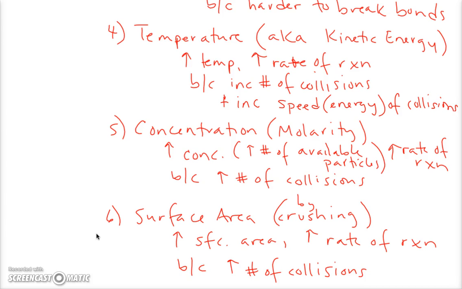Six, surface area. If you take a solid and you crush it, you will increase the surface area, which subsequently increases the rate of the reaction because you are increasing the number of collisions. You are exposing more of the interior surface, you're exposing more of the interior particles. So therefore there's going to be more collisions. Now there's another that's not listed on here, and that is stirring. If you stir a reaction, that typically allows the particles to intermingle more, so therefore the reaction will happen faster.